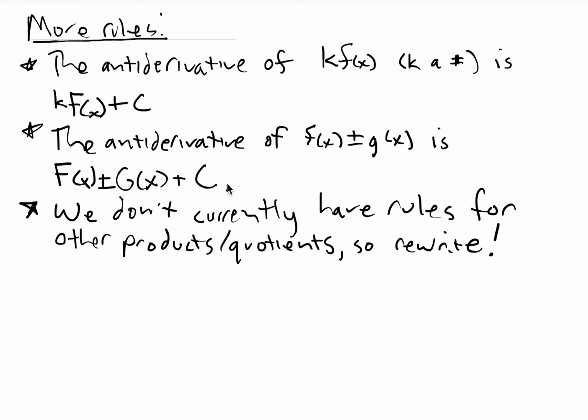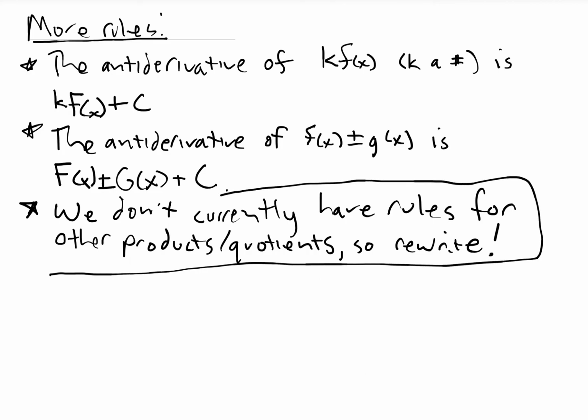The one thing that we should watch out for, that maybe doesn't initially behave intuitively, is that we don't currently have rules for other products and quotients. So anytime that I run into a product or a quotient, I am going to have to rewrite it so that it's expressed purely in terms of sums and differences or constant multiples. Okay? We don't have rules for products, we don't have rules for quotients, we don't really have rules for compositions either, right? All of those special things we're going to need to rewrite.